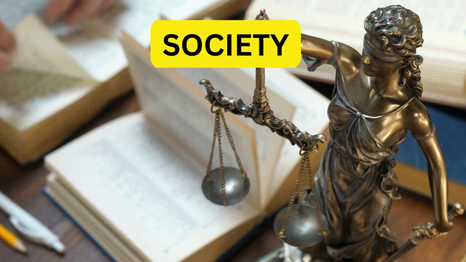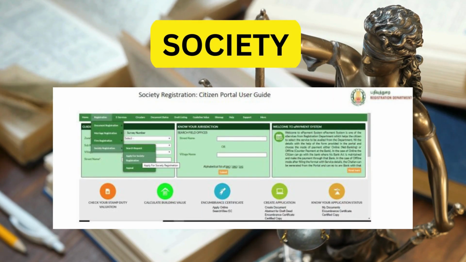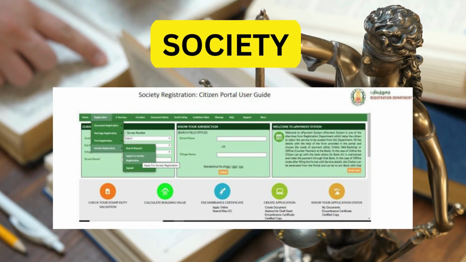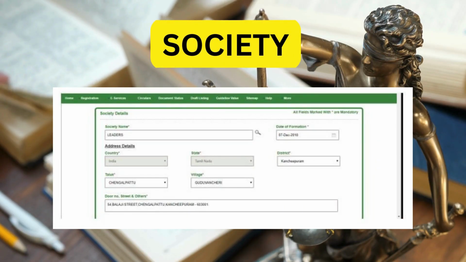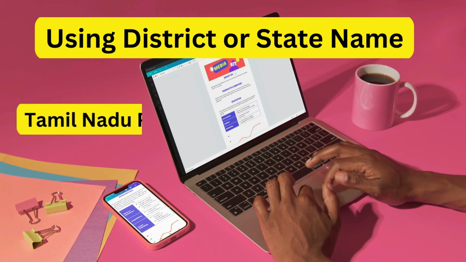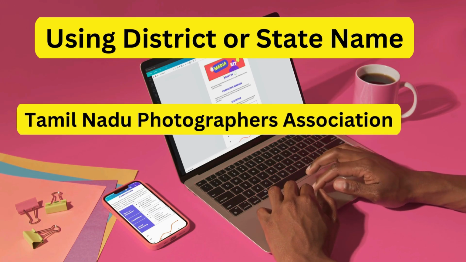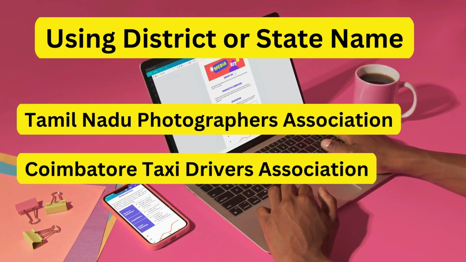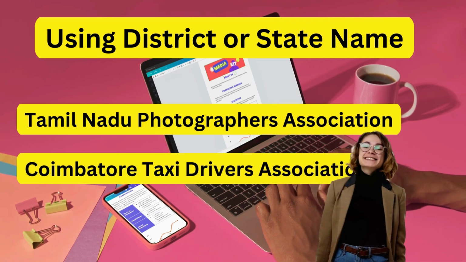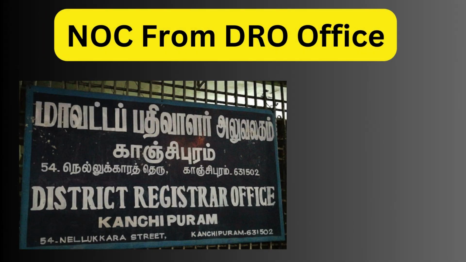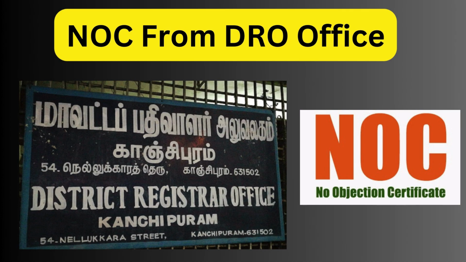During the online registration process, the registration department checks if the name is available in their database. If the name is already taken, you will be asked to try a different name. Many people wonder if they can use the name of a state or district for their society, such as Tamil Nadu Photographers Association or Coimbatore Taxi Drivers Association. Yes, you can use such names, but you need to obtain a No Objection Certificate, NOC, from the District Revenue Officer, DRO, and attach it to the registration documents.